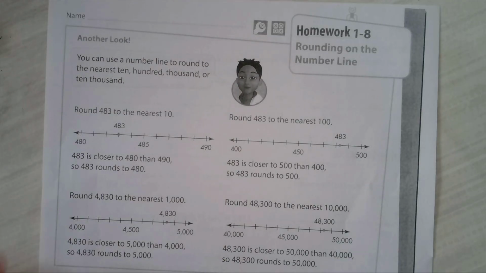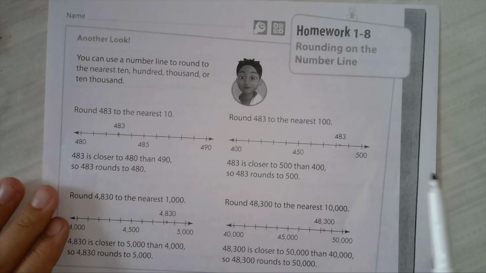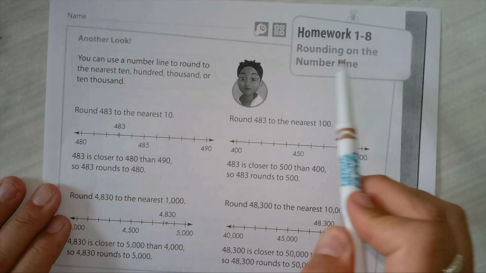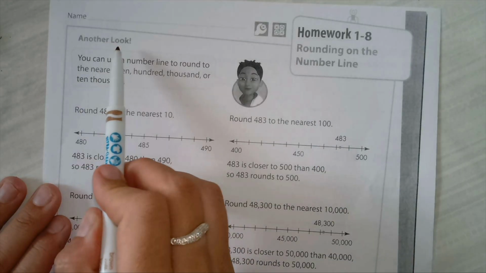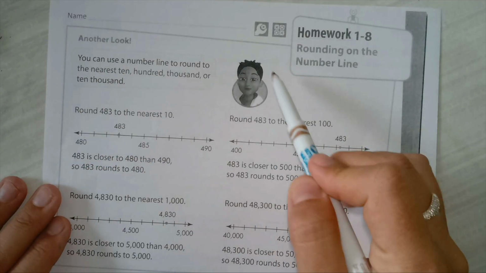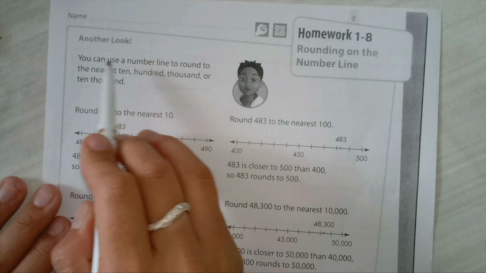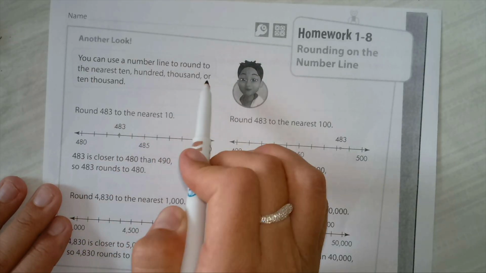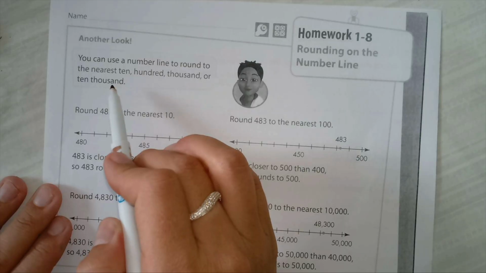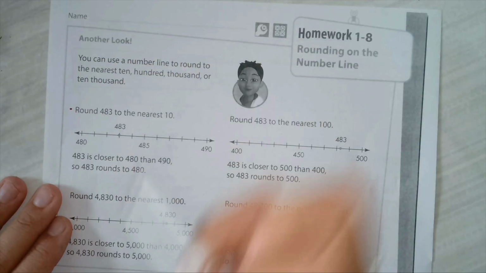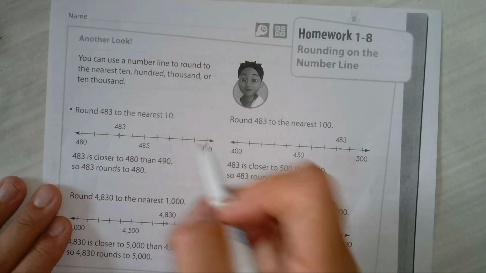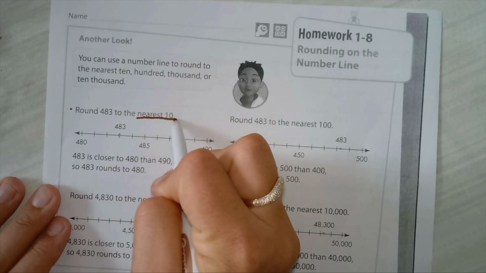I'm going to go to our homework now. Okay, we are on the page that says homework 1-8, rounding on the number line, and it says another look. You can see the guy right here. You can use a number line to round to the nearest 10, 100, 1,000, or 10,000. We'll start right here. Round 483 to the nearest 10.